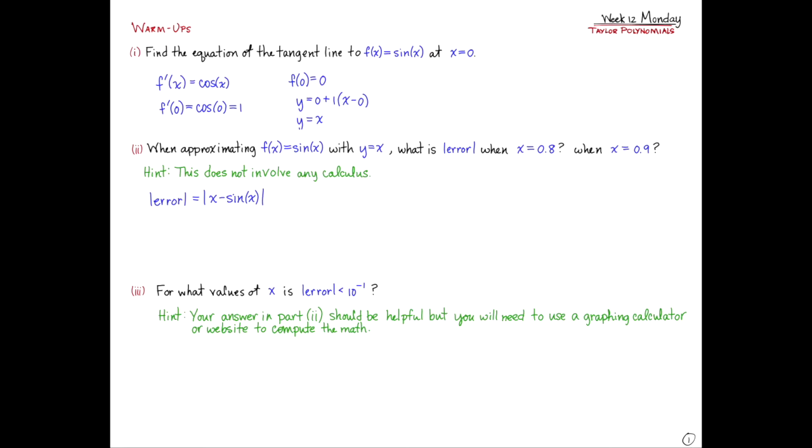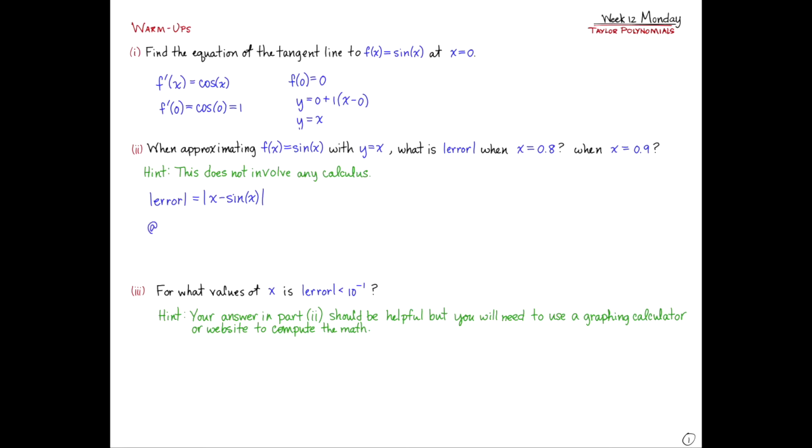When we were doing error bounds last week, we were always finding a bound for the error. In other words, we would say the size of the error is less than the size of the next term. But here, because we can actually compute what sine of 0.8 or sine of 0.9 is, we don't have to estimate the error using the alternating series estimation theorem. We can find the actual error because we know exactly what the difference is between the curve and the approximation.